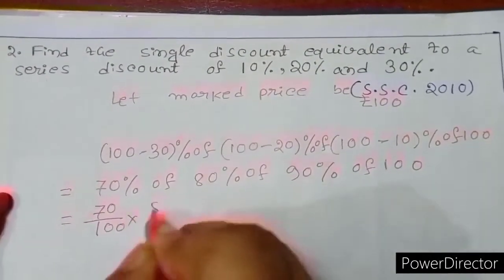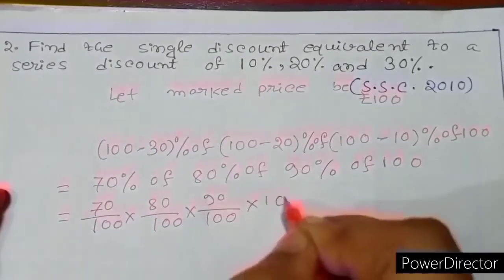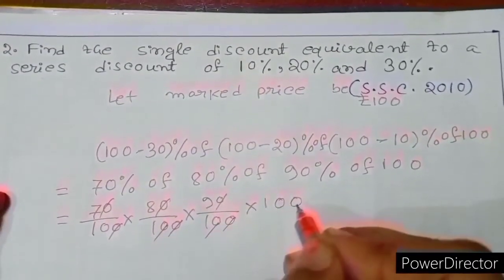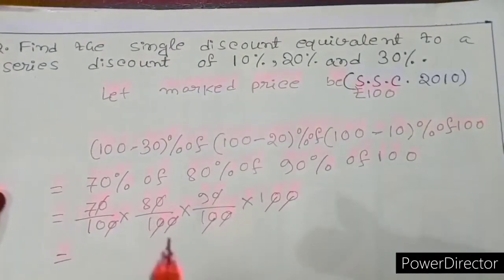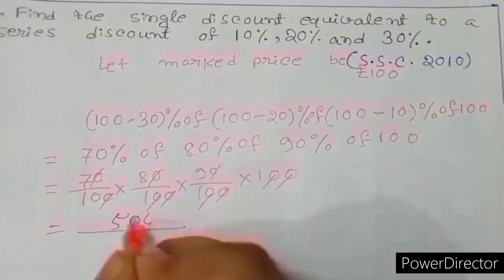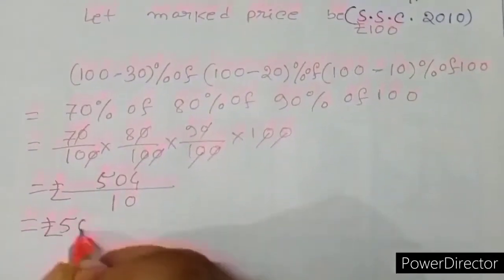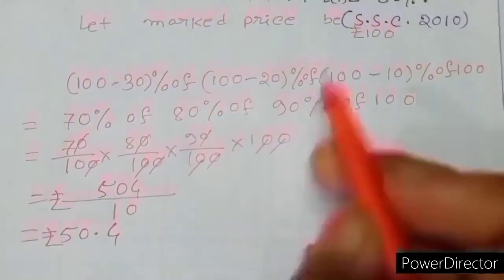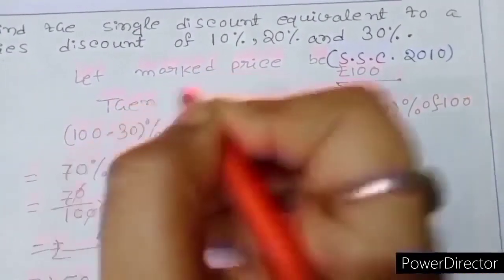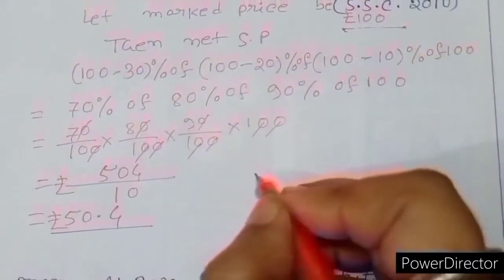So 70 by 100 into 80 by 100 into 90 by 100 into 100. Zeros cancel out. 7 8 56. 56 into 9, 9 6 54, 4, and this 50 by 10. So it means 50.4. So marked price be 100 and its net selling price equals 50.4.